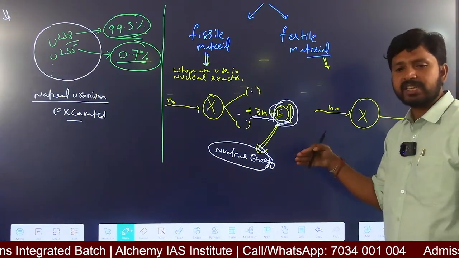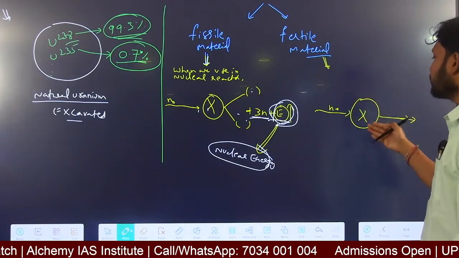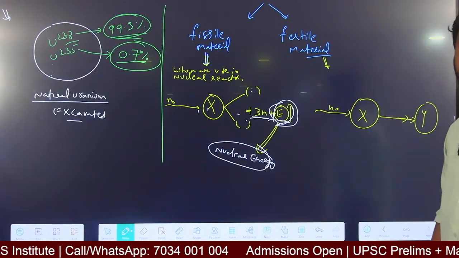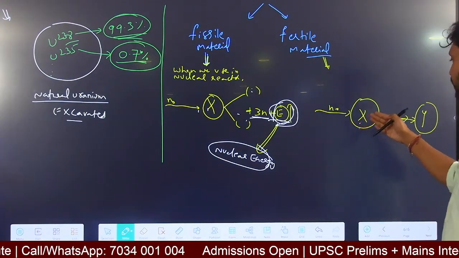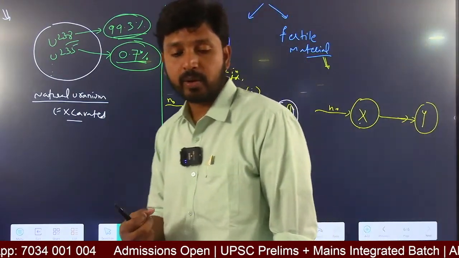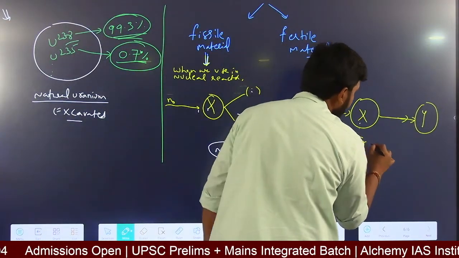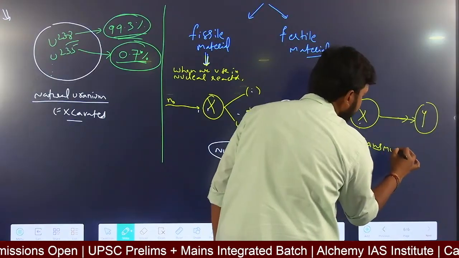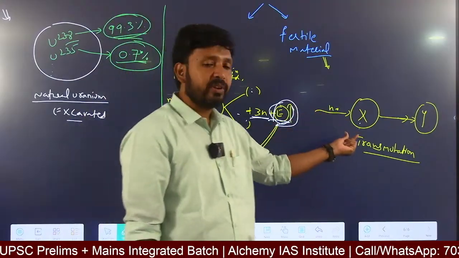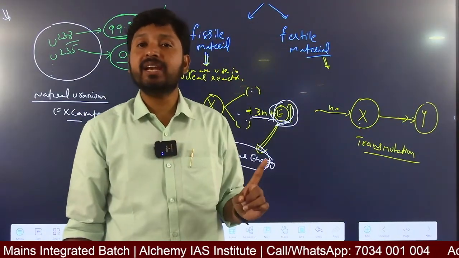For our exam those changes are not needed, but ultimately, because of this neutron, this element x will be converted into element y. As it is not splitting here, it is just converting. That process is called transmutation. An element will be transmuted into another element, and there won't be any release of energy.